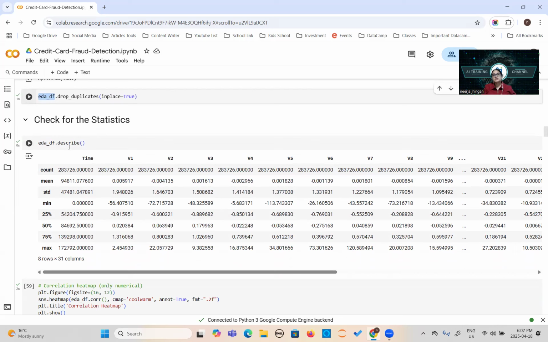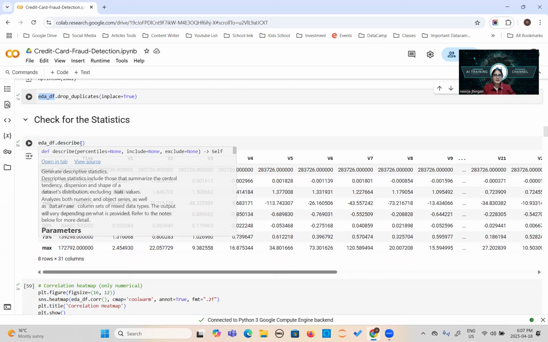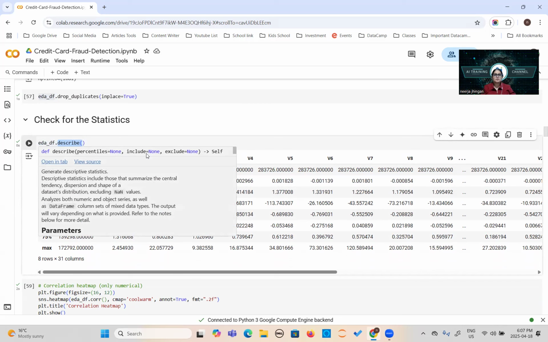This is the most popular method to check the statistics of each feature: the describe method. If we write eda_df.describe, I'm not passing any parameter inside. What is that parameter? It is include equals all. By default, it is none. So if I don't mention include equals all, it will only show the statistics of your integer variables. If you are interested in categorical statistics too, you can say include equals all. But our data set contains only numeric variables, so we don't need to worry about it.